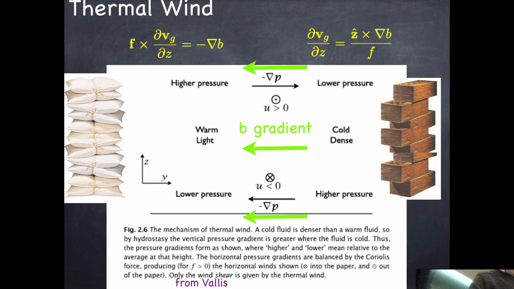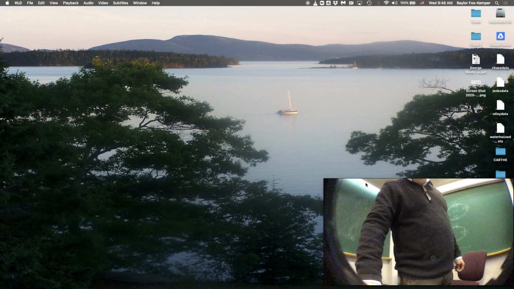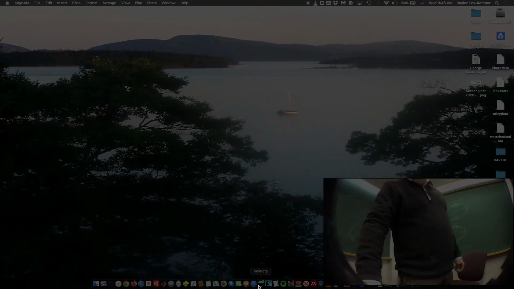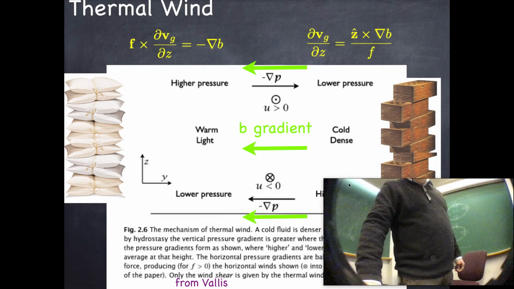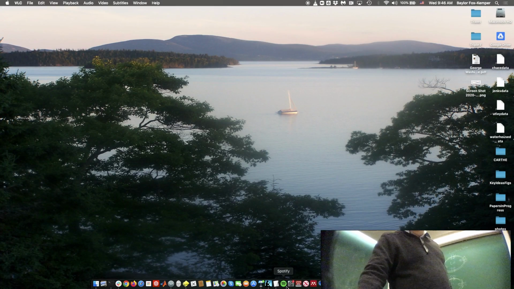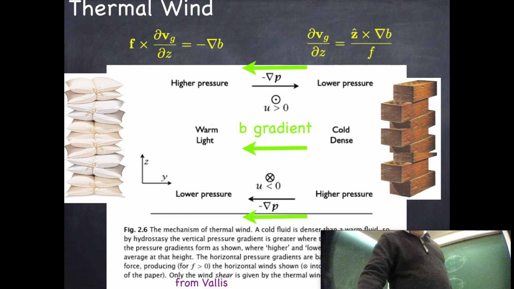All right. For those of you who took my oceanography class, I have brought back the pillows and bricks. So to think about the thermal wind relationship, something that's buoyant or less dense, I make stacks of pillows, and something that is more dense, I make stacks of bricks. And then you're supposed to think about how these affect the pressure gradient.